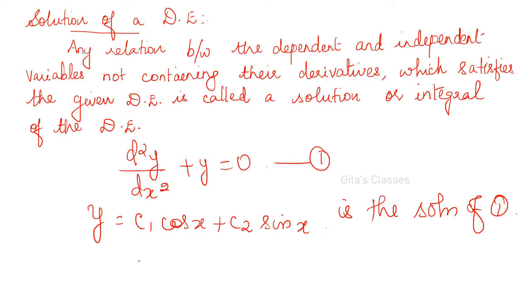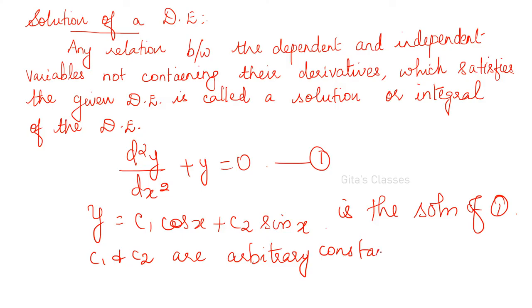Okay. So c1 and c2 are constants. They are called arbitrary constants because we can assign any values for c1 and c2. For any real values of c1 and c2, it will satisfy. That is why they are called arbitrary constants, where c1 and c2 are arbitrary constants.